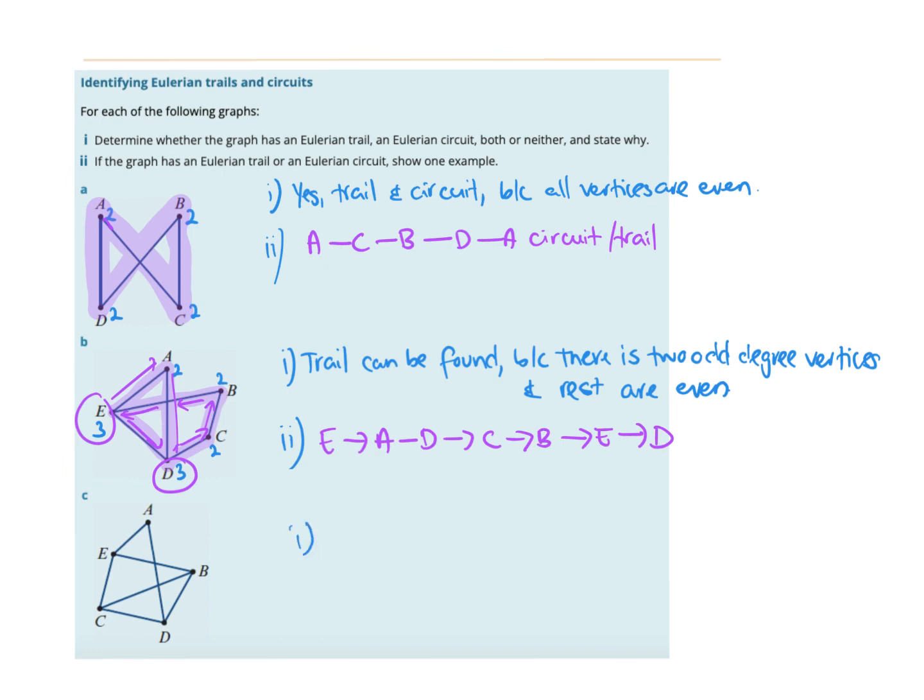So let's look at the degrees of the vertices. So we've got 2, 3, this one's 3, this one's 3, and this one's 3. So neither a trail or circuit because there is more than 2 odd degree vertices.